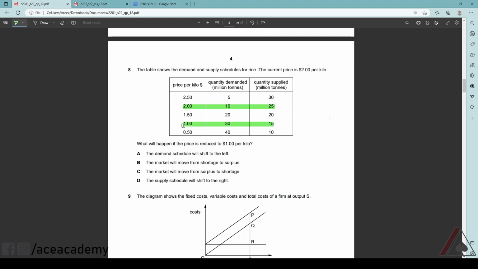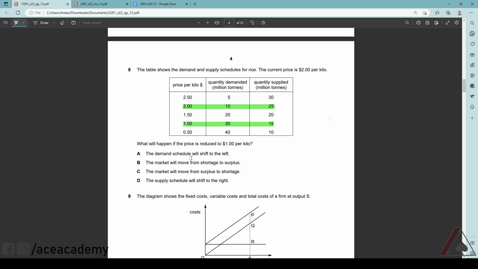All right, when the price per kilo is at $1, the quantity demanded increased to 30 and the quantity supplied decreased to 15. Therefore, there's a higher demand, but there is not enough supply. Therefore, there is a shortage in the economy, right? All right. Now let's look at the options.